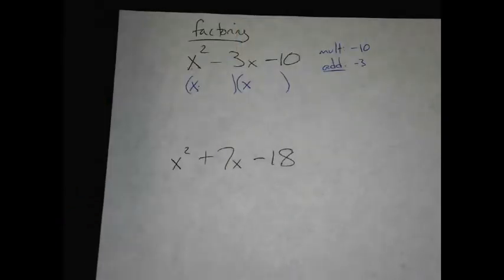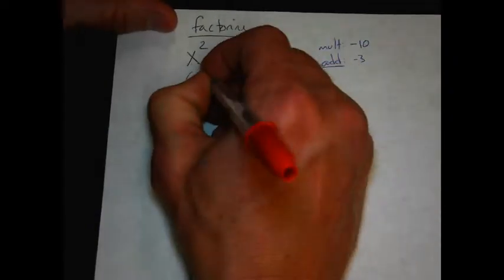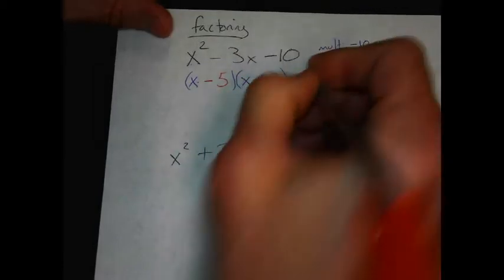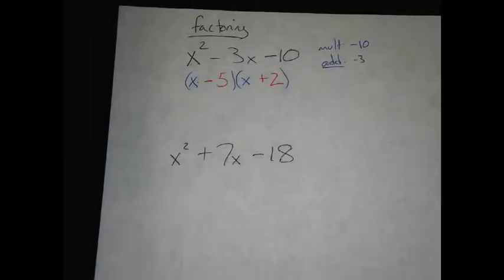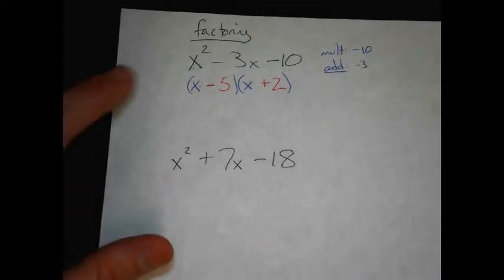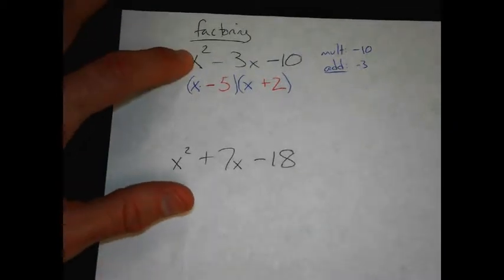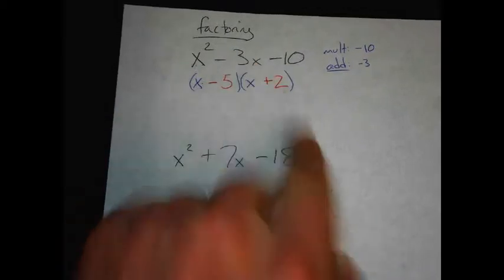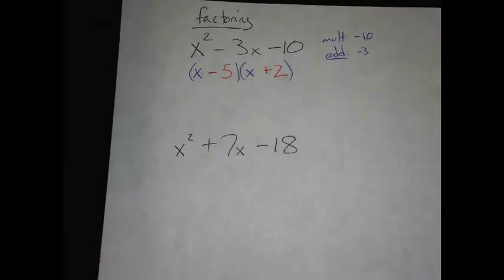So you run through your factors, and hopefully you realize that the answer to that question would be negative 5 and positive 2. So how do we factor this trinomial? We have our x's set up here, the two numbers that multiply to negative 10 but add to negative 3, boom, bam. That's one of many ways.